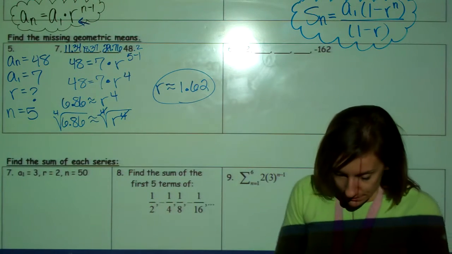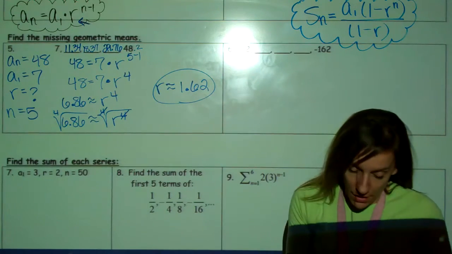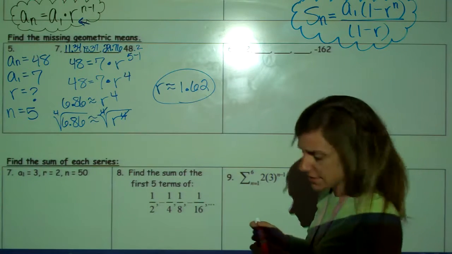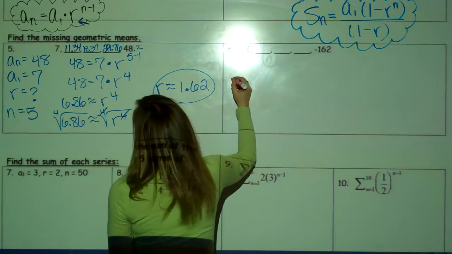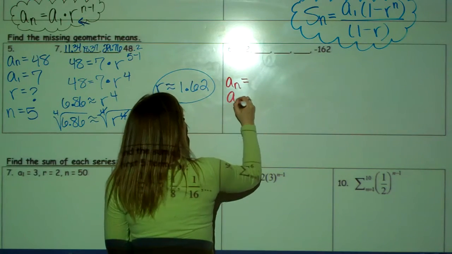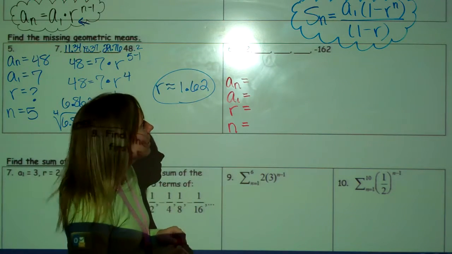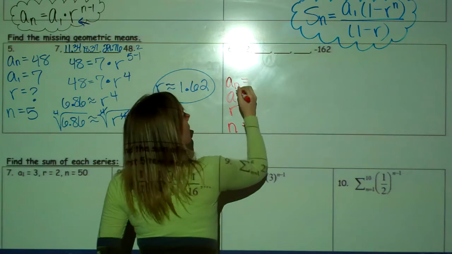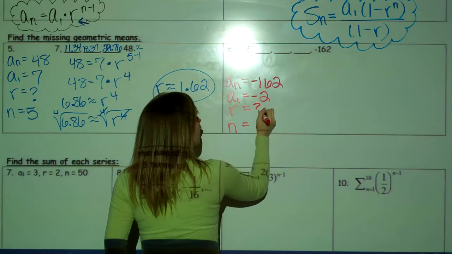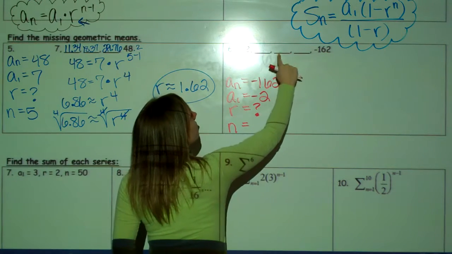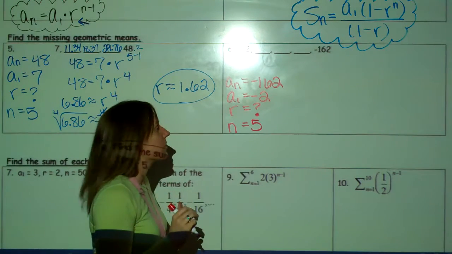Number 6. This is probably hard to see on the board, but on your paper it's -2. So you can tell that. Let's go through. I know the reds show up well. So a_n, a_1, r, and n. I just know it's a little hard to see, so that's why I wrote it a little bit lower. The last term is -162. The first term is -2. The ratio is what we don't know. 1, 2, 3, 4, 5. 5 terms. The 3 geometric means between those two.